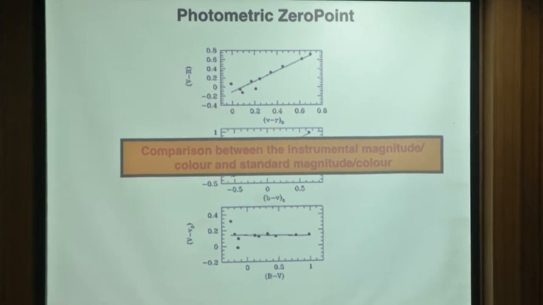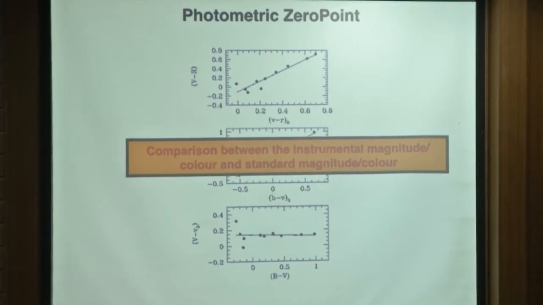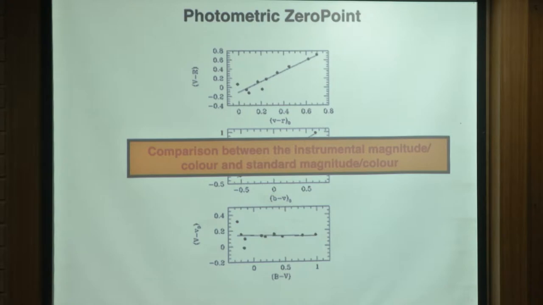And nowadays, since as you can see from the relative procedure, it is very expensive and time consuming to wait and observe these standards, we normally compare with already existing catalogs which have done this, and then we try to find the offsets between our magnitudes and the catalog magnitudes, and that we use as a zero point.